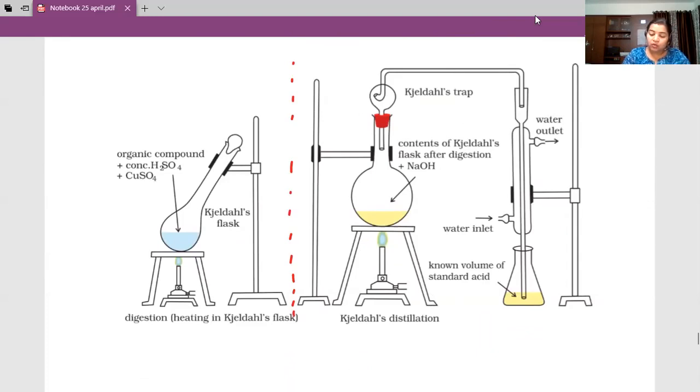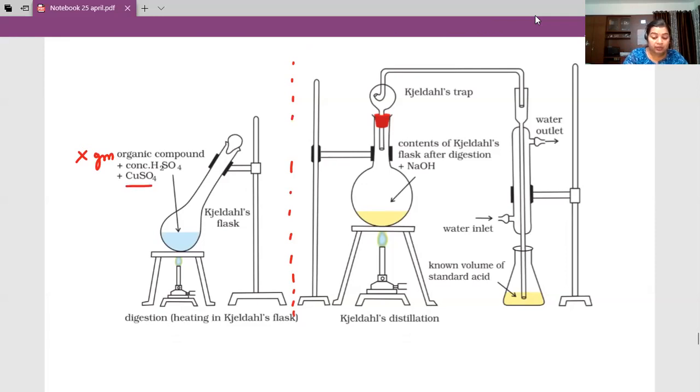In one separate flask, you can use an Erlenmeyer flask or a normal round bottom flask, whatever you get, you keep the organic compound. You must be aware of what weight you have started with. Let me say I started with X grams of organic compound. Now in this I add concentrated H2SO4, and a small amount of copper sulfate is added in this.